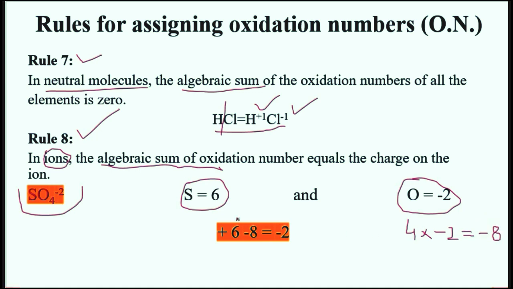Similarly, +6 is the oxidation number of sulfur, and -8 is the oxidation number of oxygen. So the sulfate ion is -2. This 8 is of oxygen and this 6 is of sulfur. So -8 plus 6 is equal to -2.